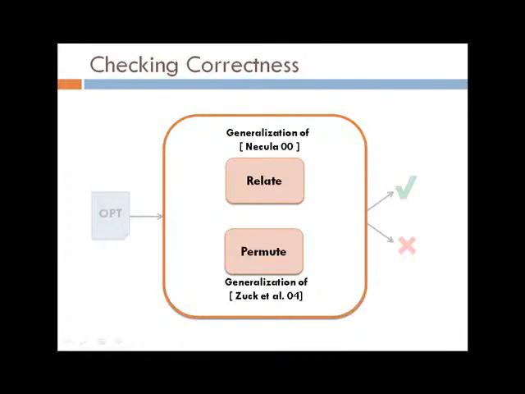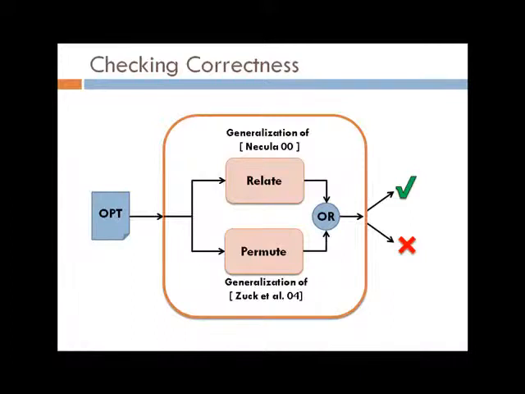For this presentation, I'll show you a simplified version of PEC's architecture, where PEC will check an optimization by sending it to both the relate and permute modules, and then have each module independently try to show that the optimization is correct. We'll OR their results so that if either module is able to check the optimization, then we'll say that it's correct.